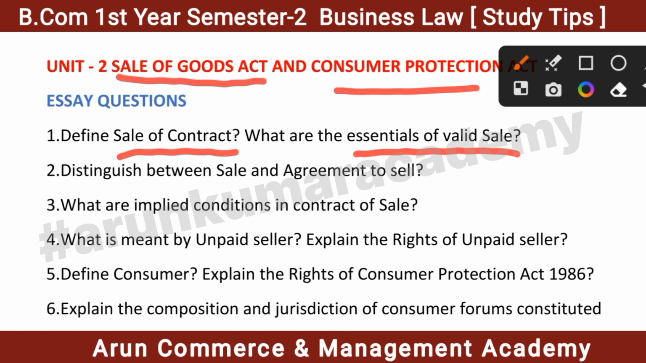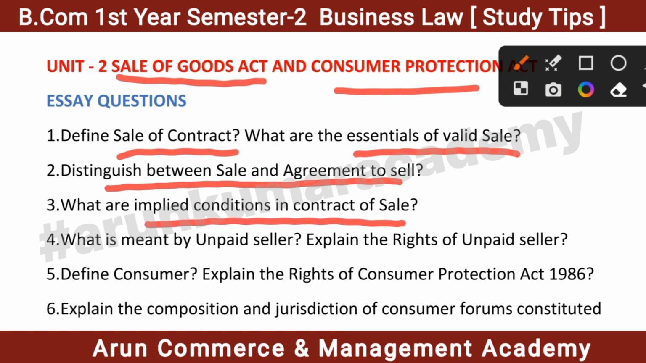Like difference between sale and agreement to sell, and implied conditions in contract of sale, and what do you mean by unpaid seller, explain the rights of unpaid seller. So these are the 4 important topics I am giving for my students. Prepare all these 4 topics: essentials of valid sale, difference between sale and agreement to sell, implied conditions in contract of sale, and unpaid seller and the rights of unpaid seller. As an unpaid seller he has some rights. So go through all the important 4 topics, right?